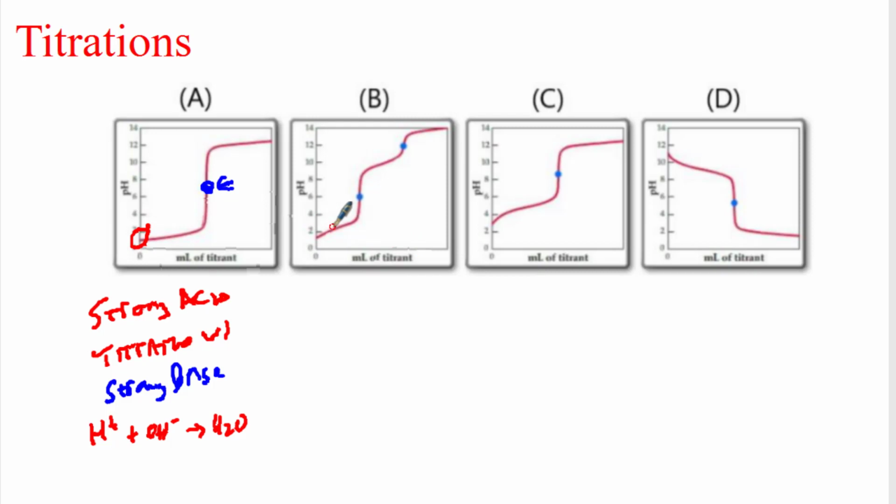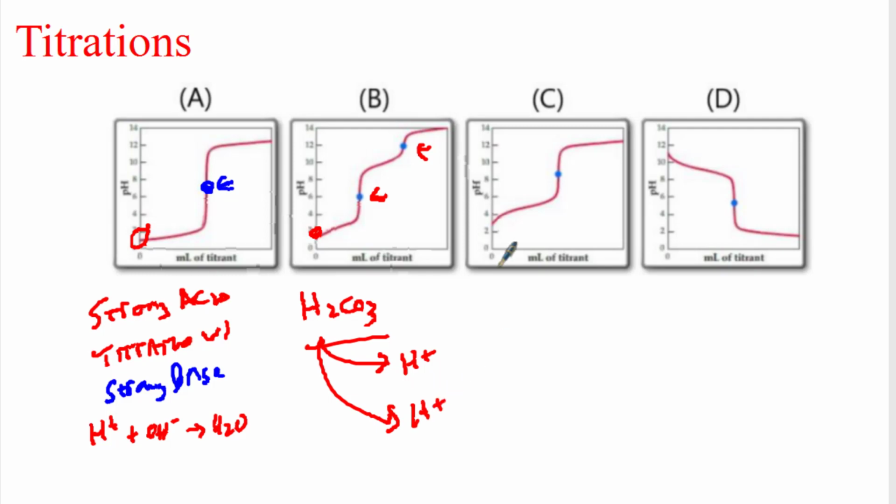Now take a look here. This second one right here, you can see how this one had 2 equivalence points, which means we start off with an acid that is going to have more than 1 proton. This would be something like H2CO3. Do you see how H2CO3 could give away 1 proton, H plus, and then give away a second proton, H plus, which means there's going to be 2 equivalence points, which means I'm titrating this with a strong base like OH minus.